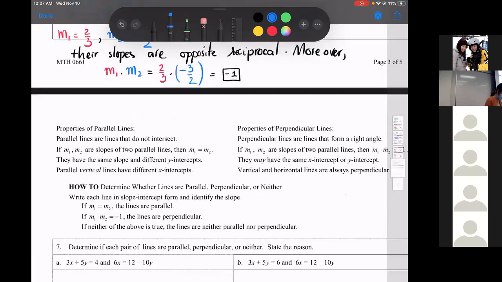All right, so let's wrap it up. The properties of parallel lines. You're going to see this in your worksheet again today.